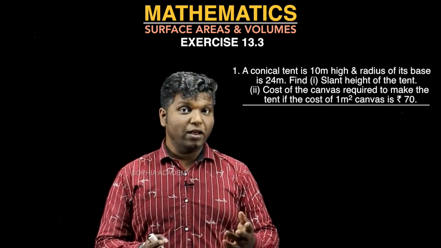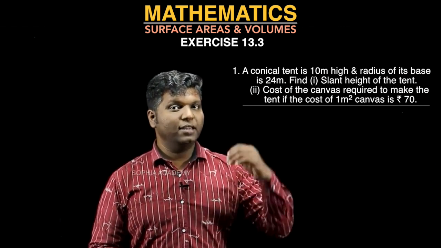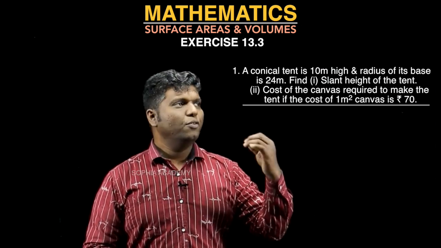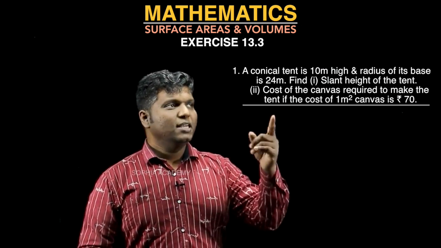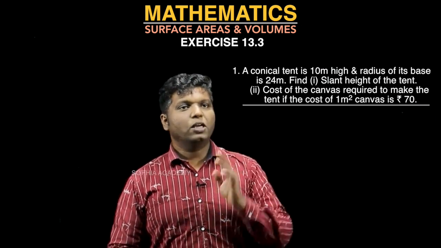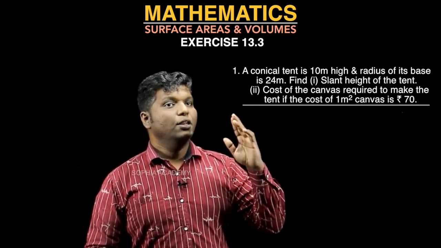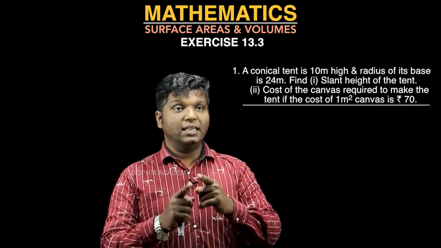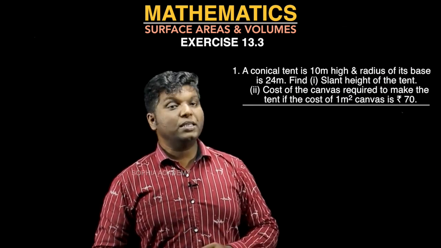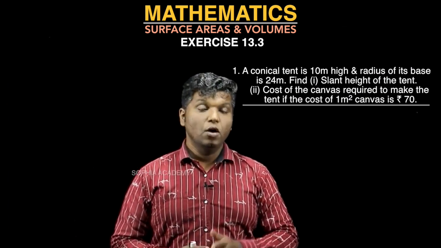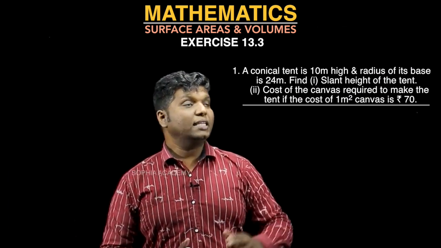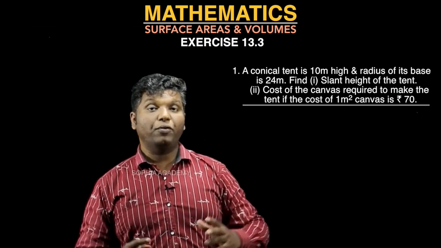l is equal to root of r square plus h square. r is given here, h is given here. In a fraction of a second we are going to deal with that. One more question is given. See, the cost of the canvas required to make this conical tent, you have to find this. The rate given is rupees 70 per meter square. For 1 meter square, if the rate is rupees 70, you have to find the total cost.